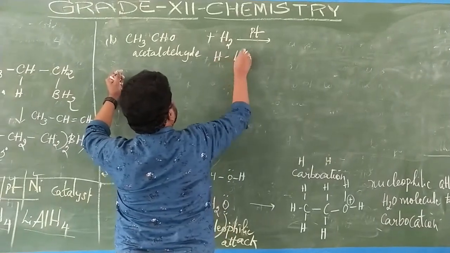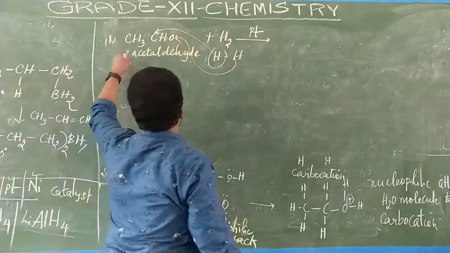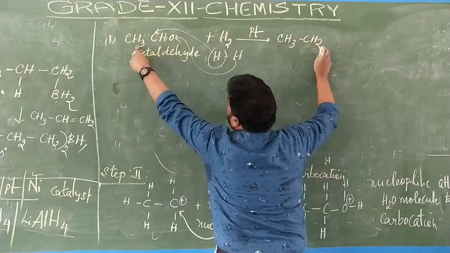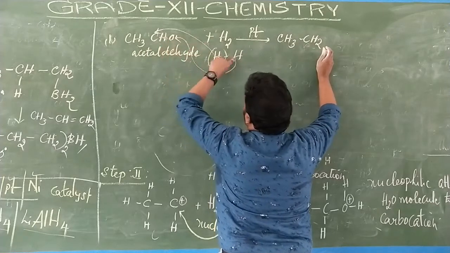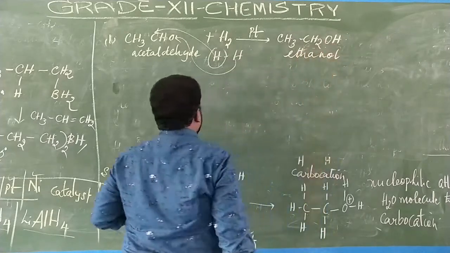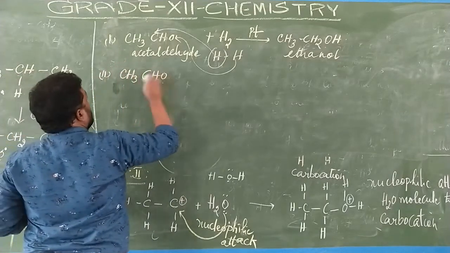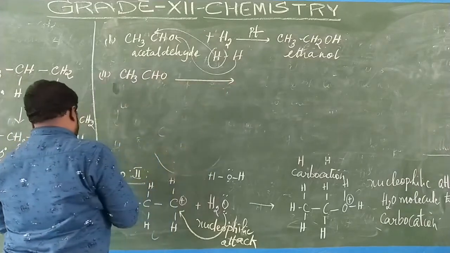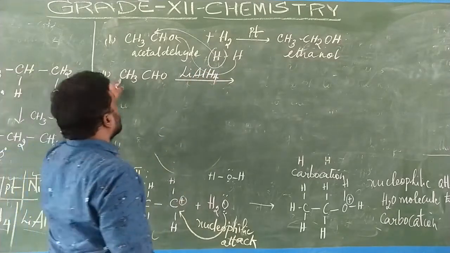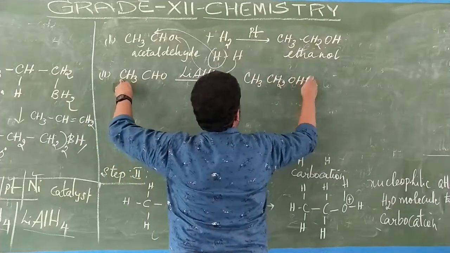Now this hydrogen will split like this. One of the hydrogens will get attached to this carbon, and the other hydrogen will get attached to this oxygen. The product is CH3CH2OH. So this is called ethanol, a primary alcohol formation. Now, take the same CH3CHO, that is acetaldehyde, on treatment with lithium aluminium hydride as a reducing agent. Acetaldehyde will get reduced into CH3CH2OH.